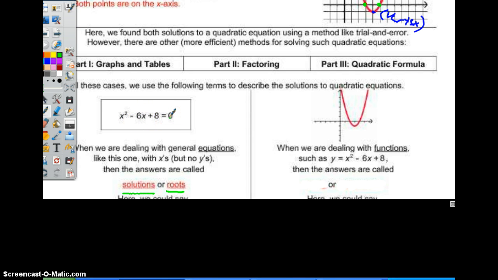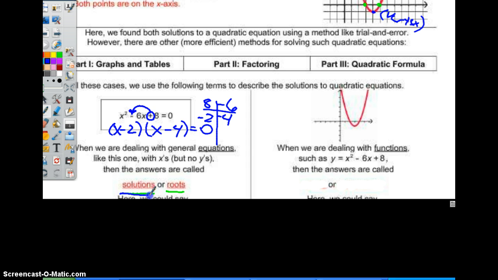Now, in this case, if we factored this real quick, which we've actually already done, remember we would do our factors of 8 that make -6. So our factors that make 6 would be definitely 2 and 4. Now this sign tells us they have to be the same sign, and this one tells us they're both negative. So if I factor this, I would have x minus 2 times x minus 4 equals 0. Now that's factored but not solved.